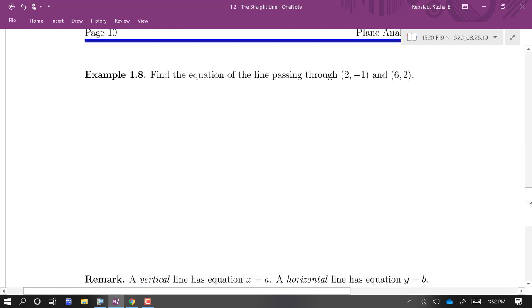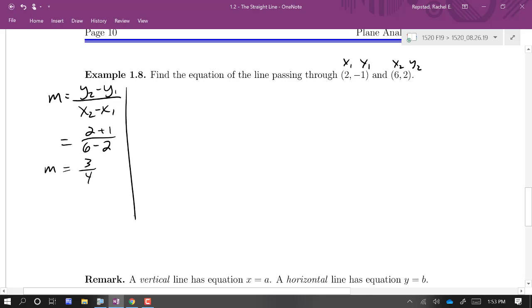Let's find the equation of a line that passes through these two given points. They gave me 2 points, so certainly I can find the slope. So let's start there. So we get 2 plus 1 on top, 6 minus 2 on the bottom, so that's 3/4. We now have everything we need to find the equation of this line.